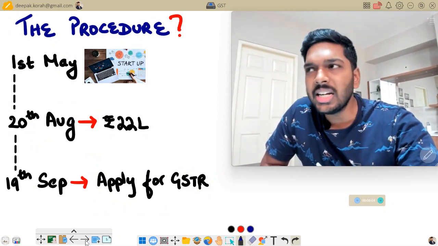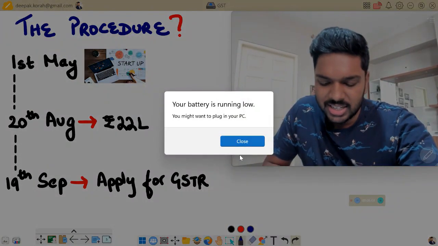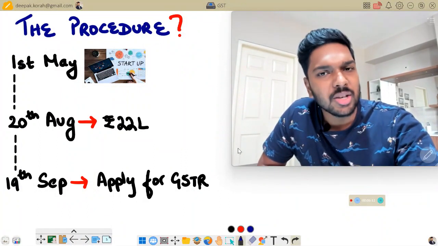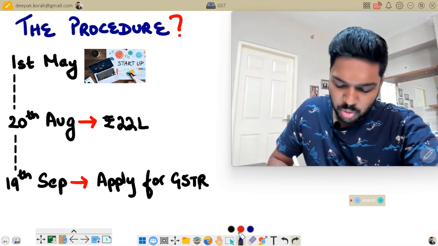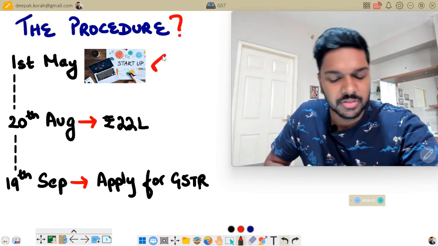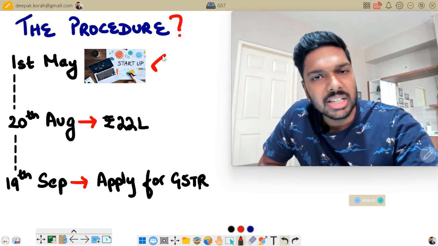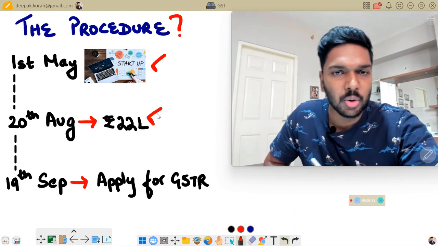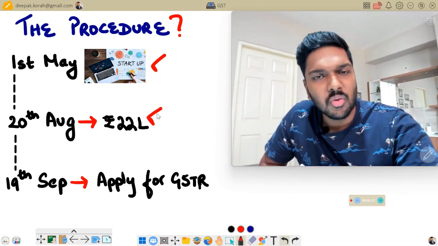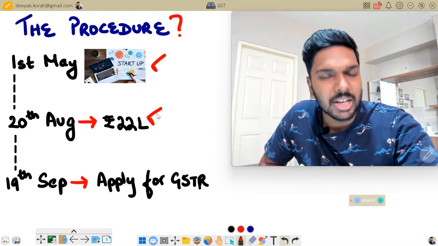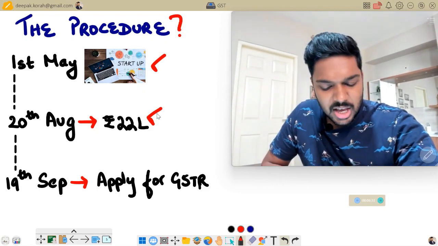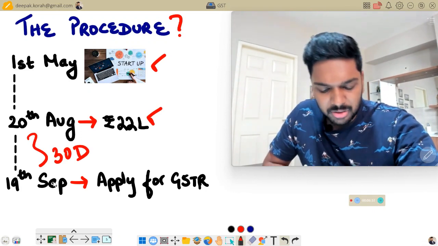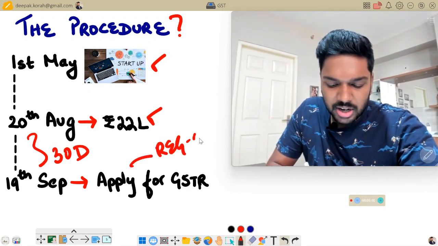Well, what is the procedure? It is quite simple and straightforward, because these days everything is online. Let's say on 1st of May you start your business, which is into providing transportation or any kind of service. By 20th of August, you have crossed the 20 lakh limit, that is, you've now earned a turnover of 22 lakhs. What they say is that within a period of 30 days from 20th of August, you need to apply for a GST registration through a form called REG-01.